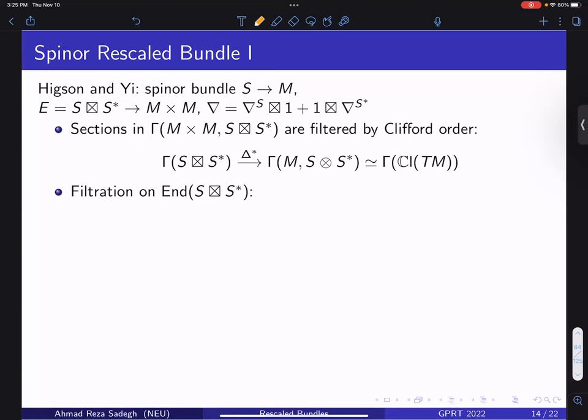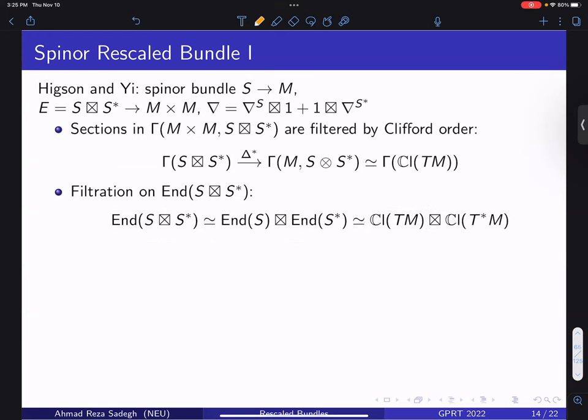And the second thing that we need is the filtration on the endomorphism bundle. It might not be clear at first glance, but you have this simple isomorphism: endomorphism of S box tensor S star is just endomorphism of S box tensor with endomorphism of S star. Each of them is a Clifford bundle and has a filtration. It turns out these give you all the basic filtrations, along with the connection that I mentioned earlier, which is going to have those compatibility conditions.